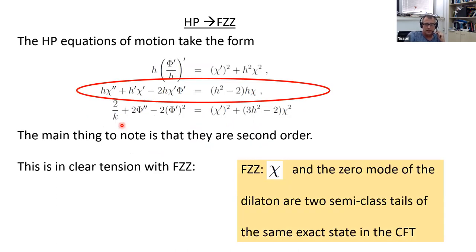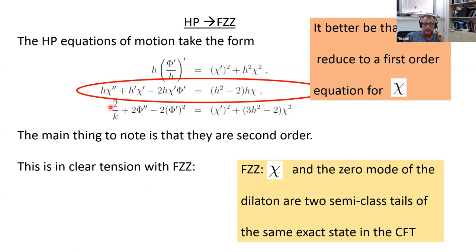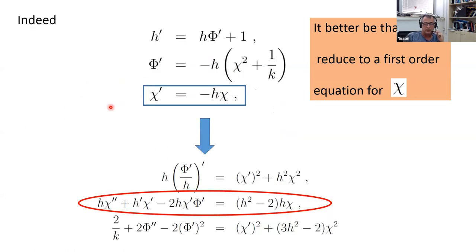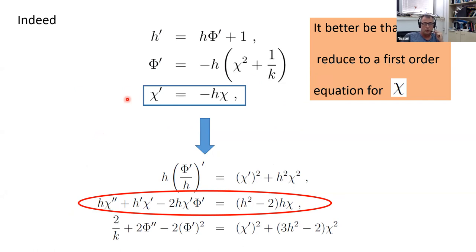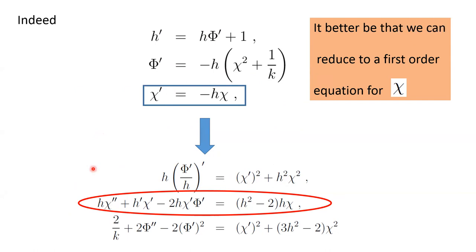Now, like I said, FZZ is telling us that we should be able to replace this with a first order equation. If you stare at these equations a bit, you see that it would take a miracle for this to happen, because these are coupled second order equations. But it turns out that this is actually the case. I'm not going to illustrate this here, but you can replace these equations with a much simpler set of equations, which are only first order. And one can show that every solution to this first order equation is a solution to the equations of motion.